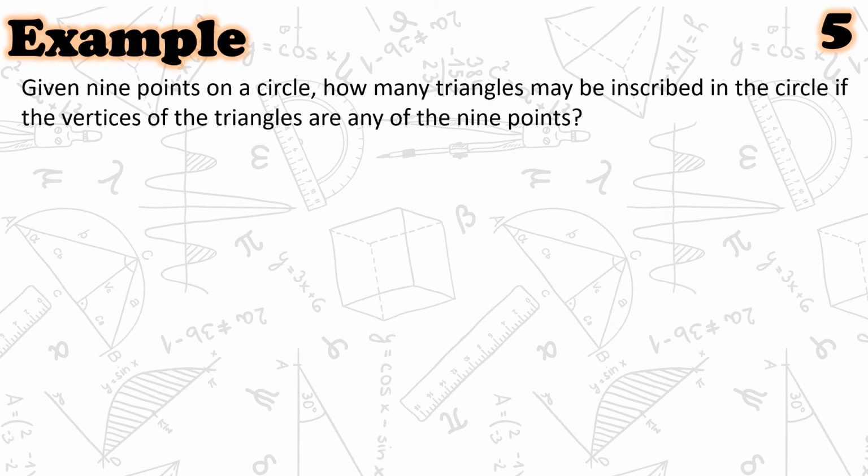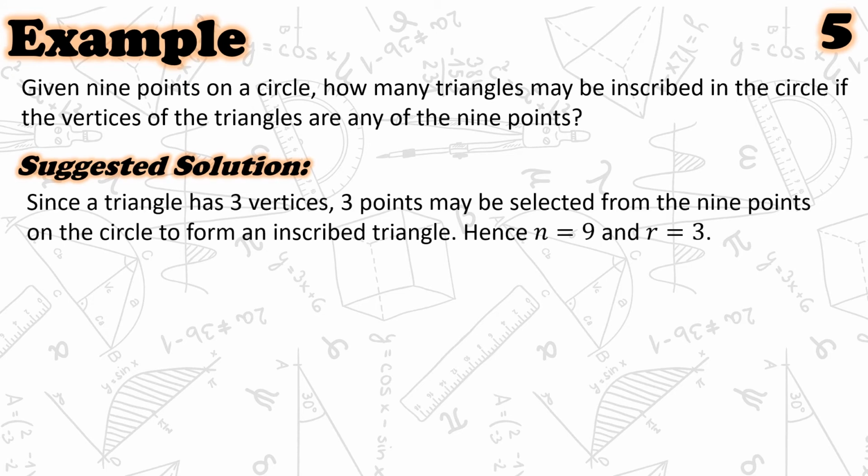Example number 5. Given 9 points on a circle, how many triangles may be inscribed in the circle if the vertices of the triangle are any of the 9 points? Here is our suggested solution. Since a triangle has 3 vertices, 3 points may be selected from the 9 points on the circle to form an inscribed triangle. Hence, n is equal to 9 and r is equal to 3.